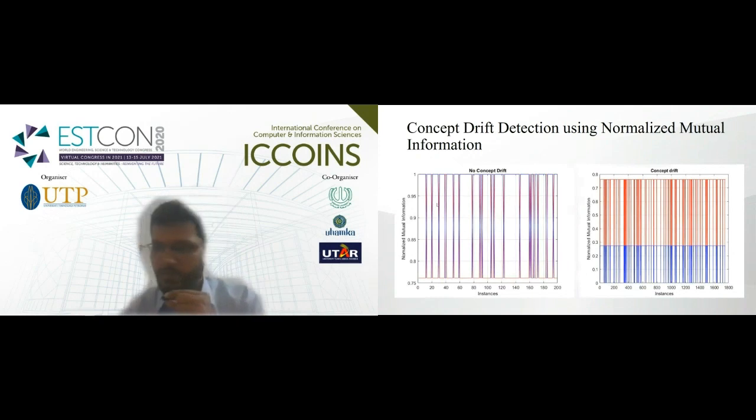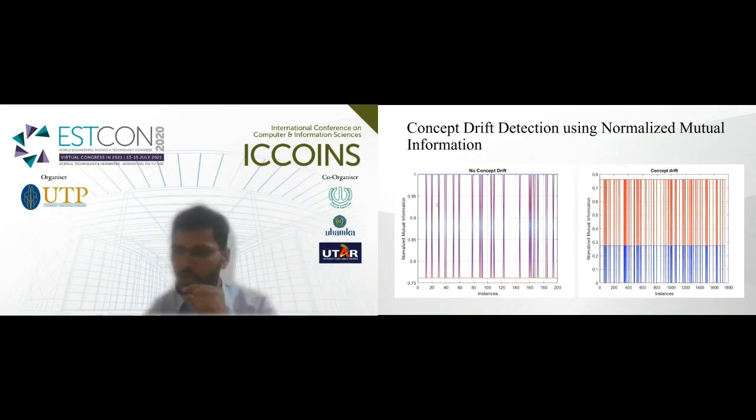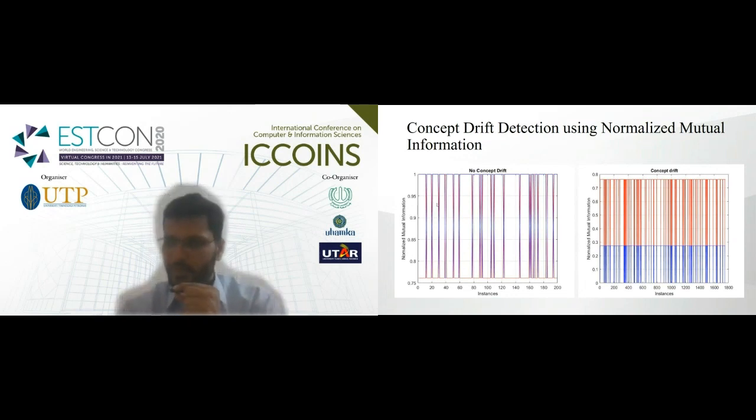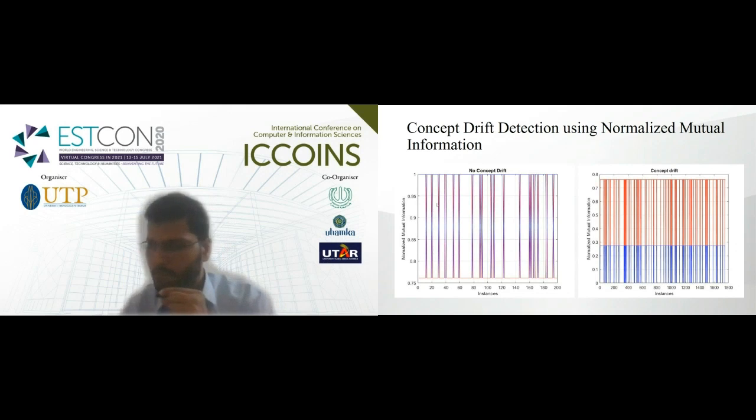Now, concept drift detection using mutual information. Mutual information depends on the theory called information theory. It describes the amount of information that one data set has about another. Mutual information between the test and trained data sets is the marginal and joint entropy of both test and trained data sets. The normalized mutual information value ranges from 0 to 1.